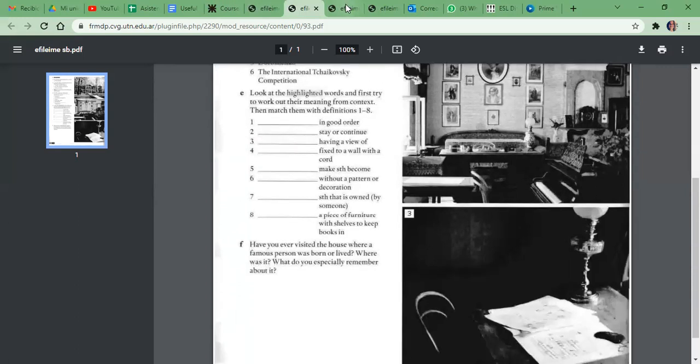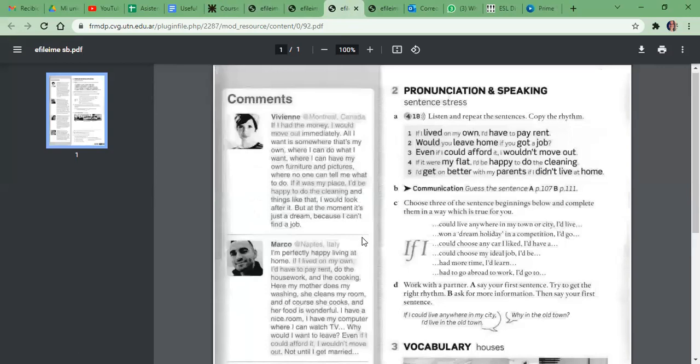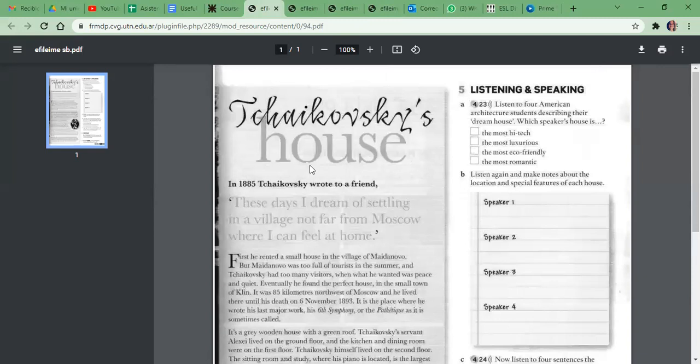Ok, good. Y lo más importante son los audios, que es lo que quiero que empecemos a practicar, ¿sí? Van a tener el audio que les conté de la guía y este que está acá, que es el 423. Okay, you will listen to 4 American architecture students describing their dream house and which speaker's house is, and you have to answer these ones. You have to do exercise A and B, okay?